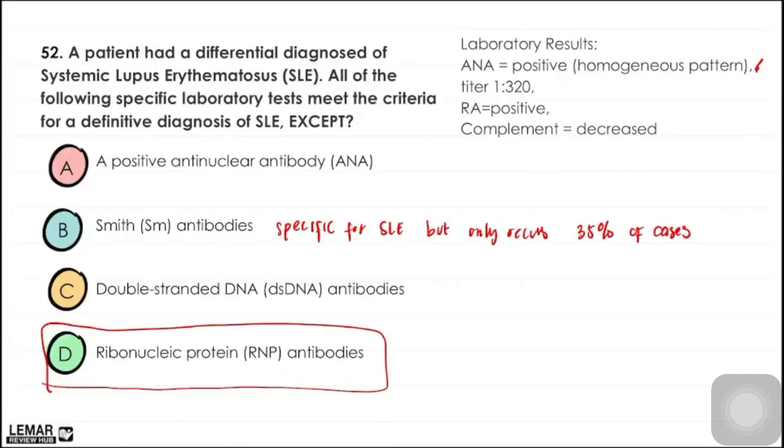We have also double-stranded DNA antibodies, or dsDNA antibodies. A titer of more than 1:10, detected by immunofluorescence assay, is seen in up to 50 to 60% of patients with systemic lupus erythematosus. So this antibody indicates an active disease. Okay? So number 52, letter D is the answer.